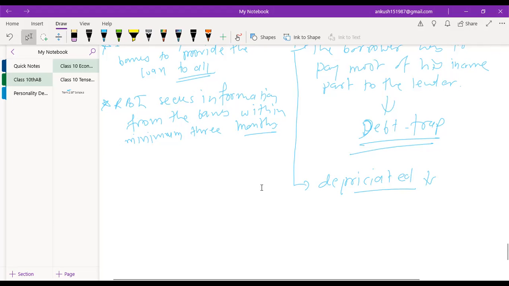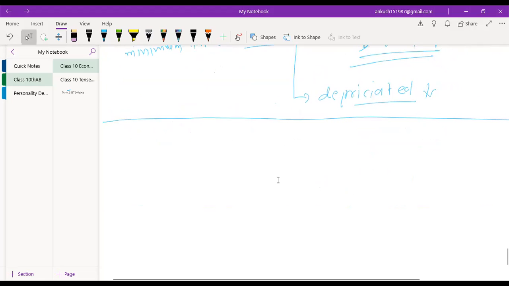So the difference between the formal and informal sector of loan or credit, we will take it tomorrow. Till this we have done. This is on page number 49, and at last tomorrow we will take the self-help groups for the poor. But before that, the difference between the formal and informal sector we will be discussing tomorrow. Got it?